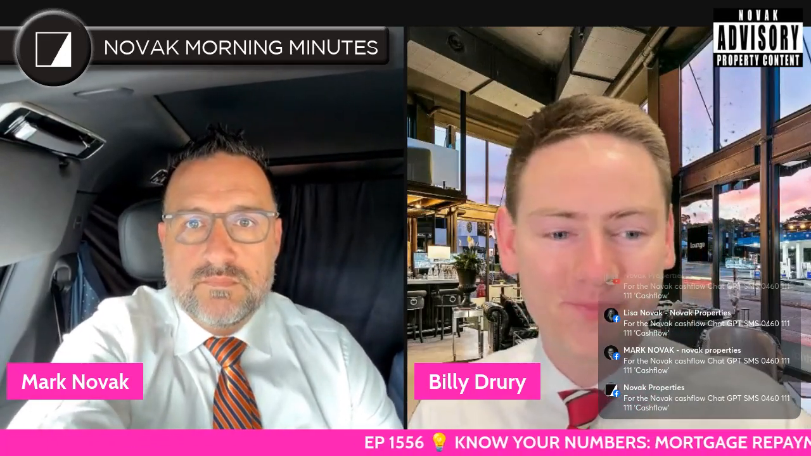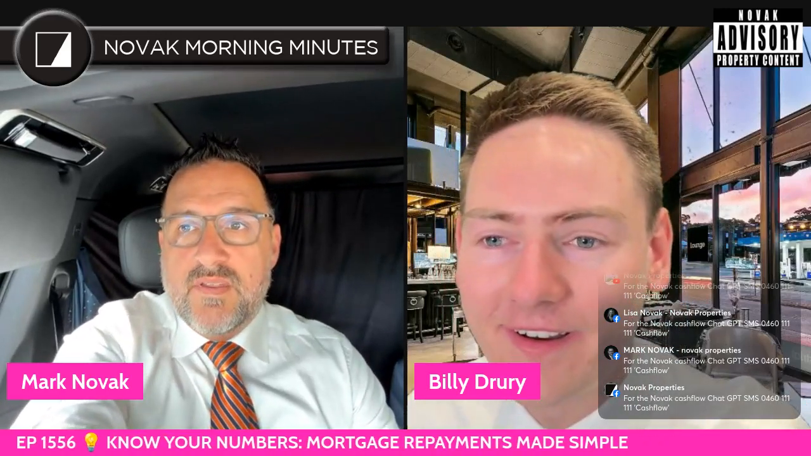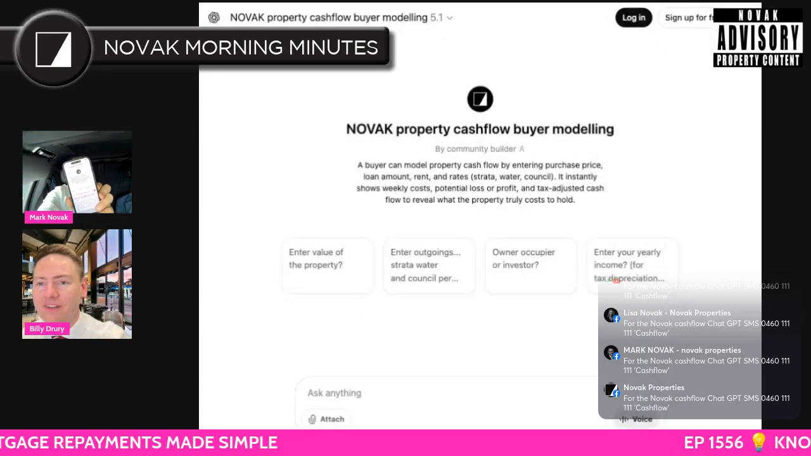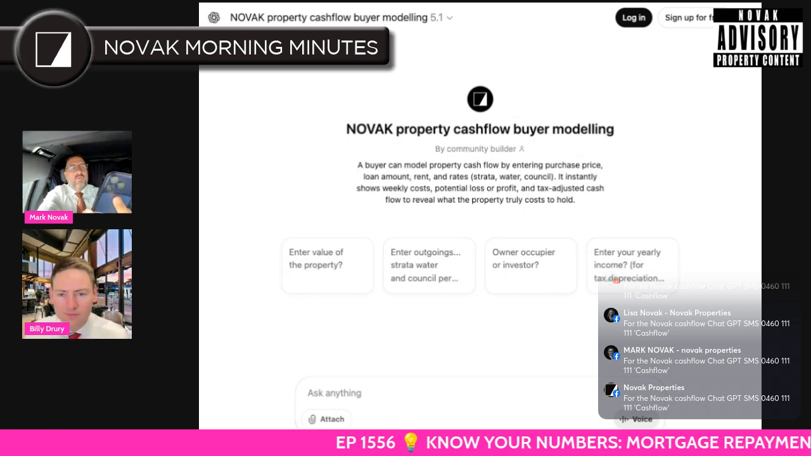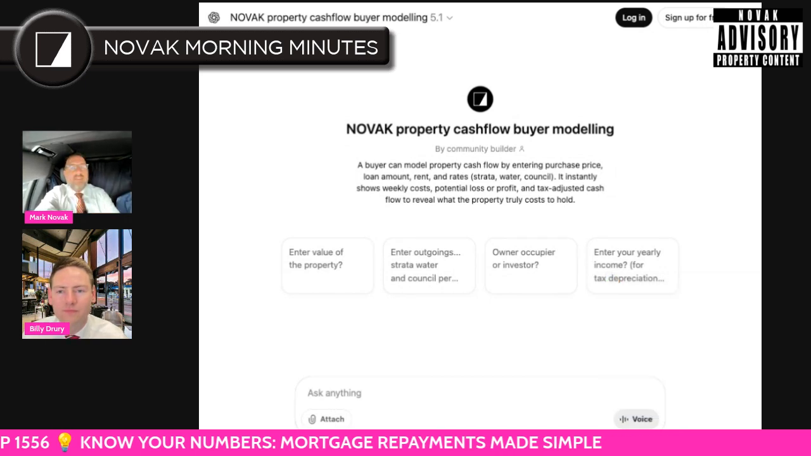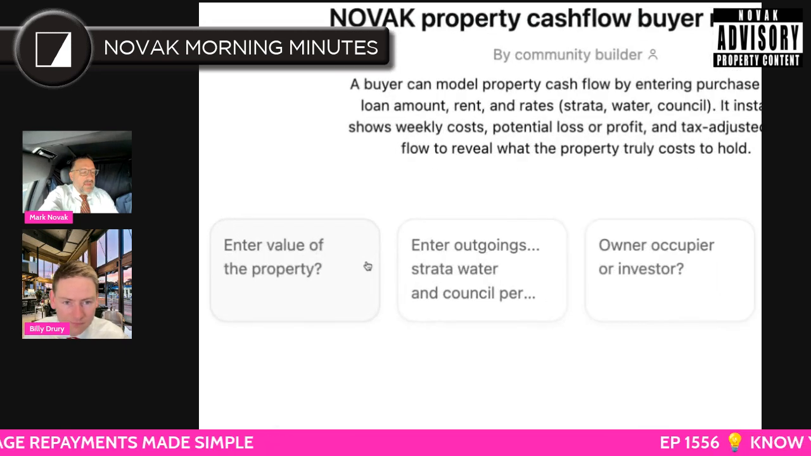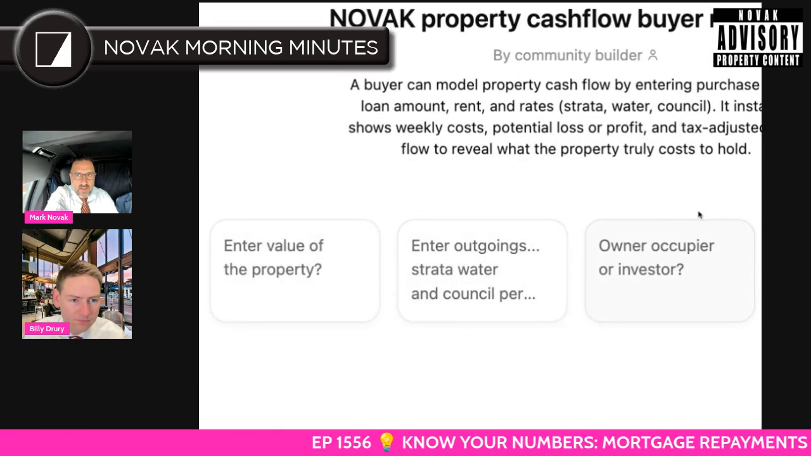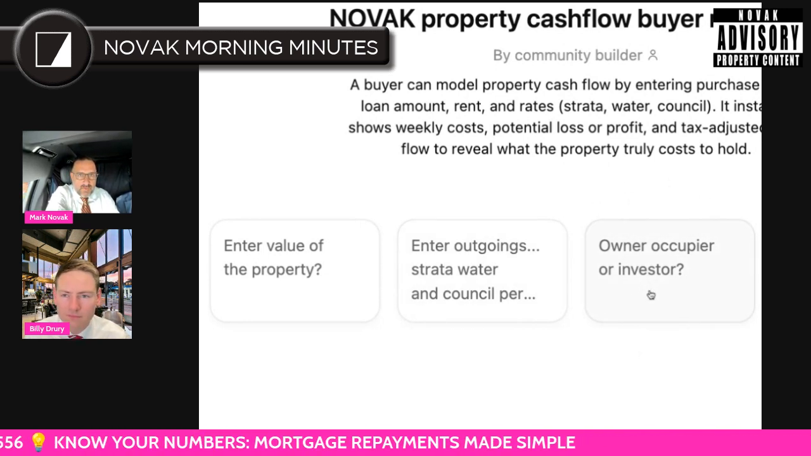And okay, where do we start? Okay, now I'm going to go deep, and this is going to confuse people straight away. With ChatGPT, you can type in, what we've got along the bottom is stuff that you can or should type in. Now, see there, those things there, Billy. See the boxes. Enter value of property. Enter strata, water, council. Yep. Enter. We've got all of the prompts there for you that you can just plug away.